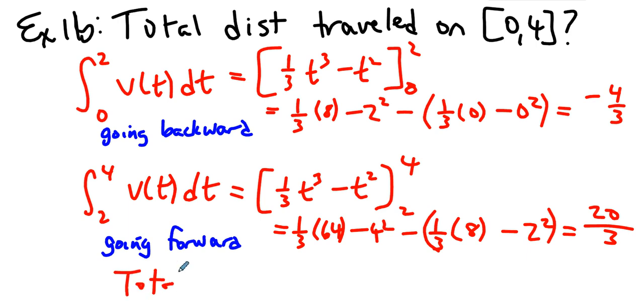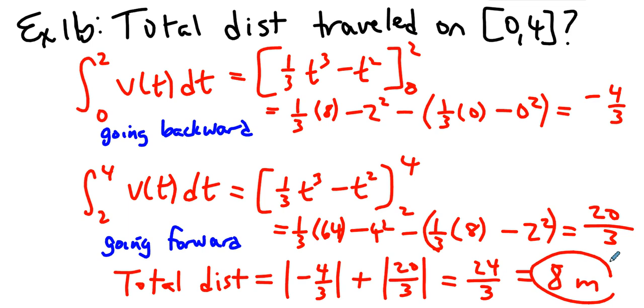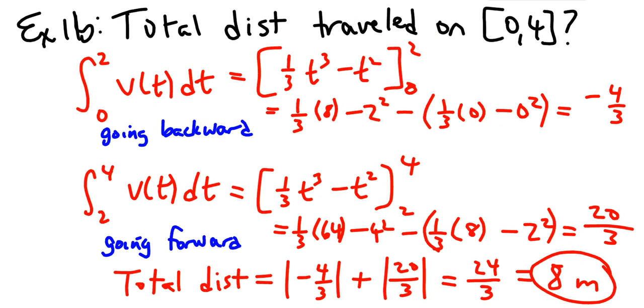So the total distance is the absolute value of the negative 4/3 plus the absolute value of the 20/3, and that's 24/3 or 8 meters. That is the total distance traveled. So the displacement was 5 1/3 meters, but the distance was 8 meters. Okay? Okay. Let's take a look at one other example.